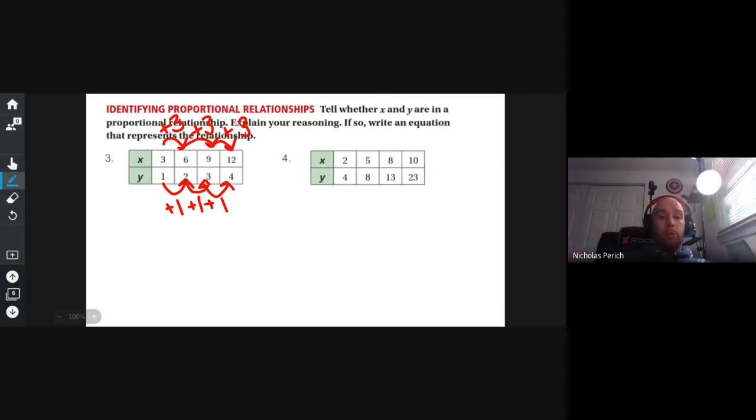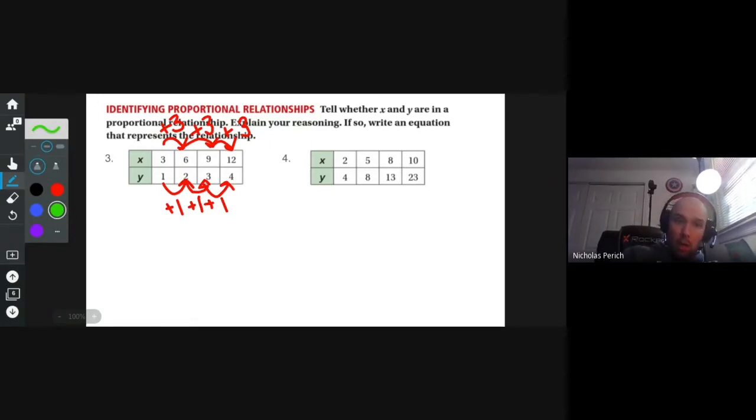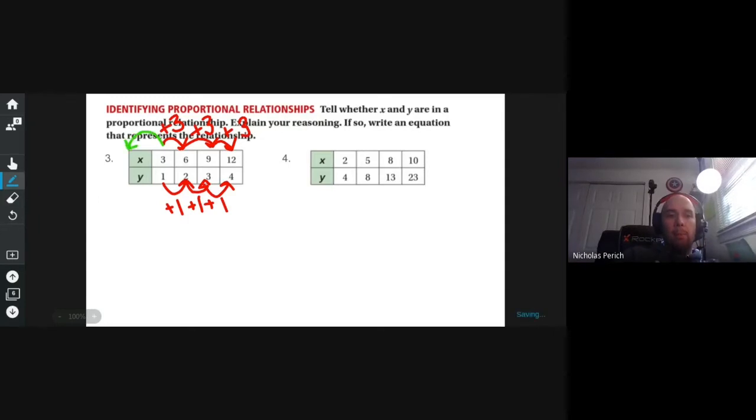So I have a pattern. The other thing I have to do is make sure it goes through (0, 0). So if I go in reverse, if going right was plus 3, then going left is minus 3. 3 minus 3 is 0. Going right was plus 1 down here, which means going left is minus 1, (0, 0). So is this proportional? Yes.